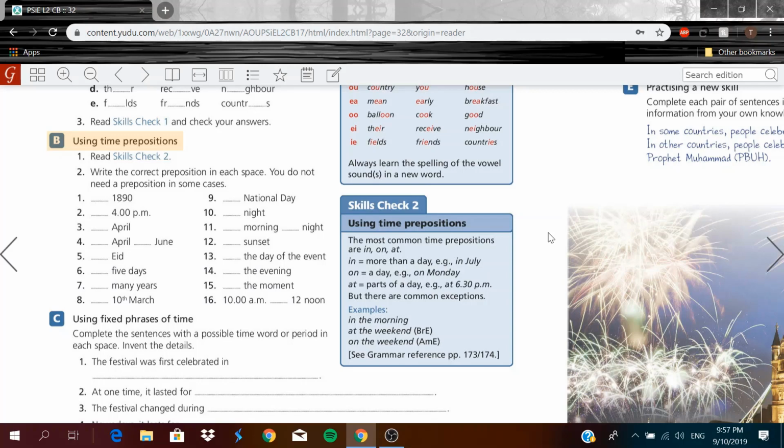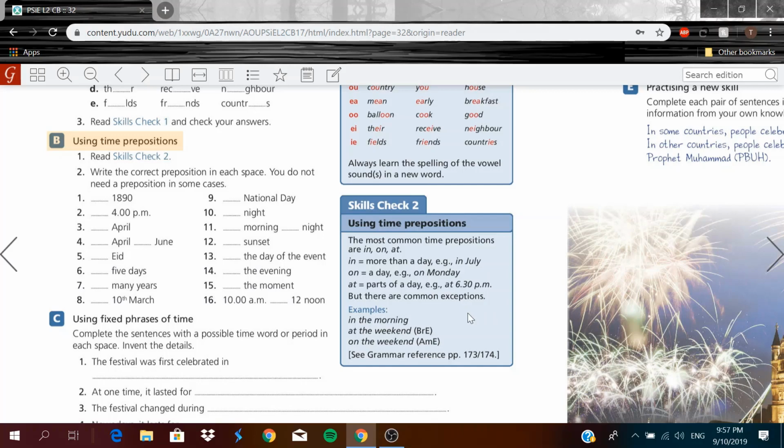So we use in when talking about something that's more than a day. So for example, in July, in August, in December, right? We use on to talk about a specific day. So for example, on Monday, on Friday, on Wednesday, on Sunday. Okay? And we use at for different parts of the day, specific parts of a day. So for example, at 7:30 p.m., at 6:30 p.m., at 7 a.m. All of these are parts of a day.